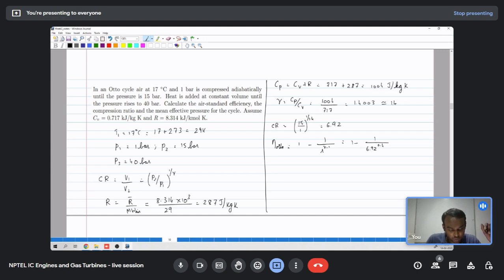Air standard efficiency for Otto cycle is 1 minus 1 by r power gamma minus 1. So substituting the values of r as 6.92 and gamma as 1.4, we can get the air standard efficiency. So that is 53.87%. We have obtained the compression ratio and air standard efficiency. Now we need to calculate the mean effective pressure for the cycle.